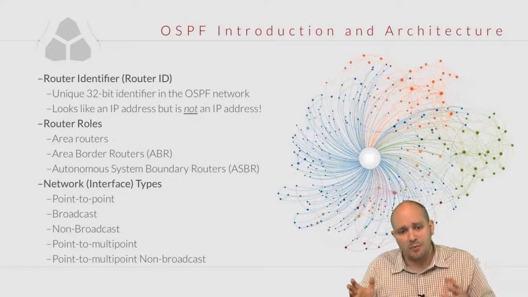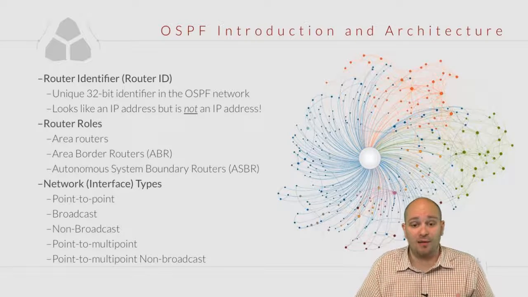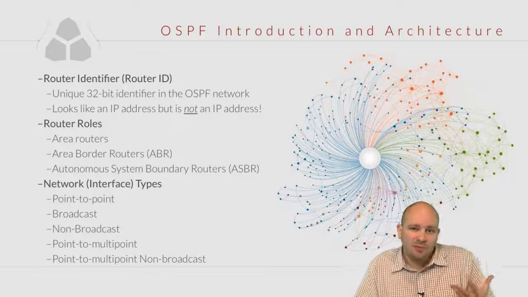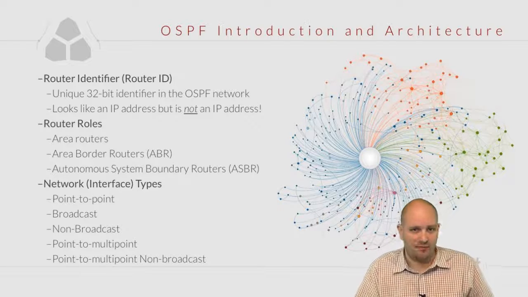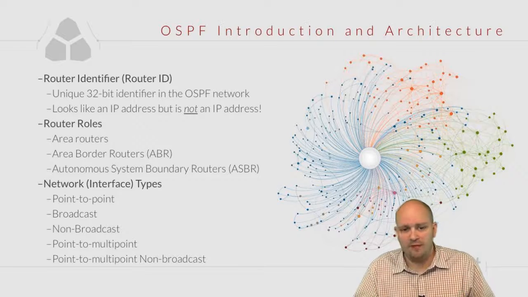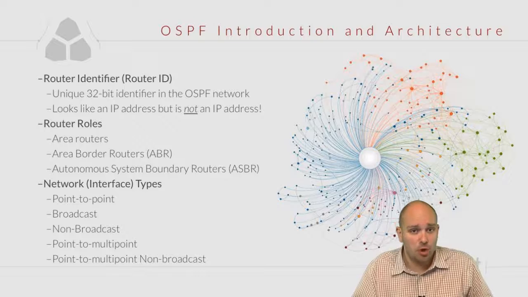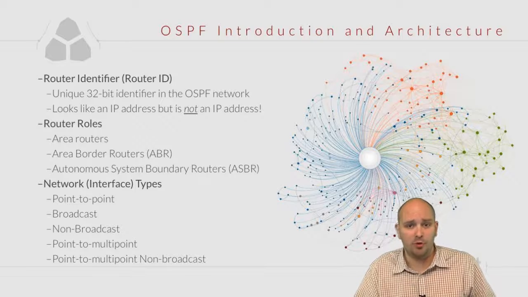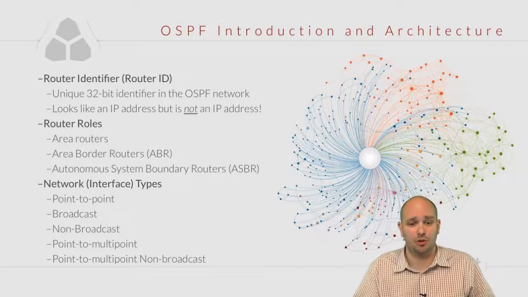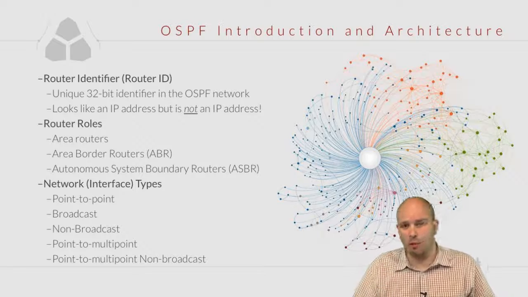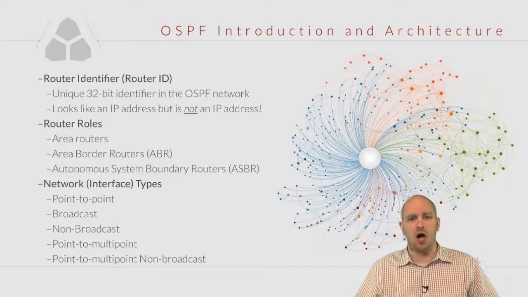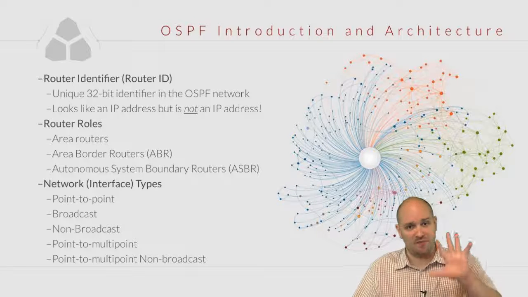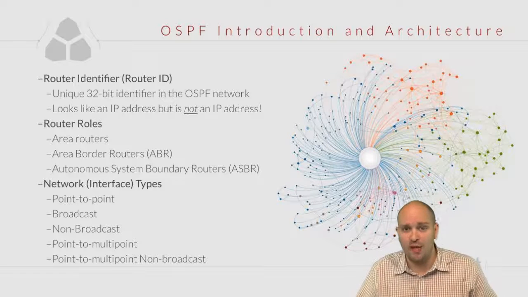This is where I'm going to talk about the network types, or you should think about them as the different interface types that OSPF recognizes. OSPF recognizes point-to-point network type, broadcast network type, non-broadcast network type, point-to-multipoint, and point-to-multipoint non-broadcast. There is one more that is a very special case, which is loopback. Loopback interfaces are special in OSPF, and this is again something that I will show you in a little bit more detail later on.